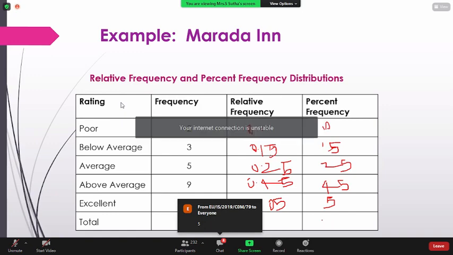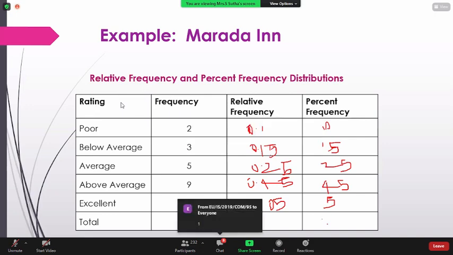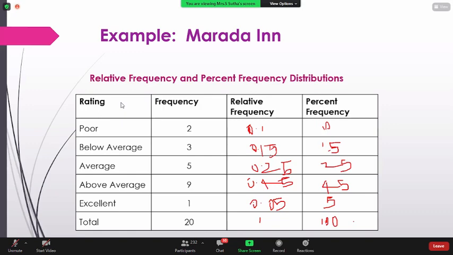So when you are adding relative frequency, the total you get is 1. And when adding percent frequency, what is the total you will get? Right. So when we are adding the frequency, we get the total number of observations. When we are adding the relative frequency, we will get 1. When we are adding the percentage of frequency, we will get 100.